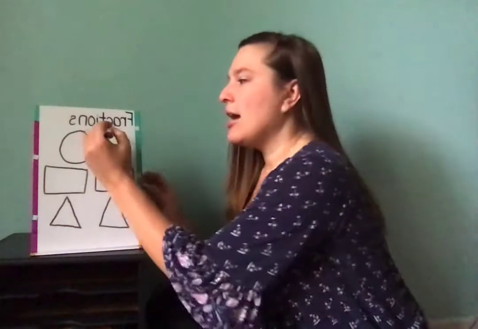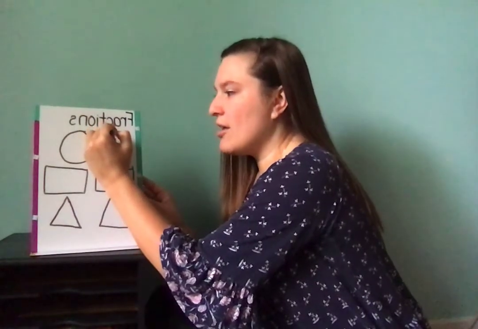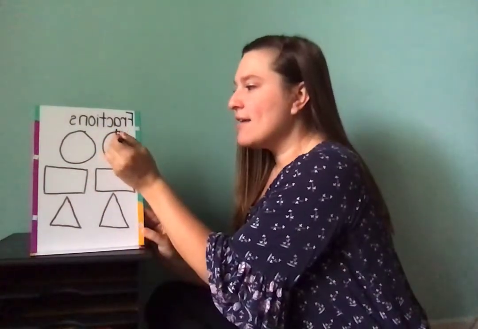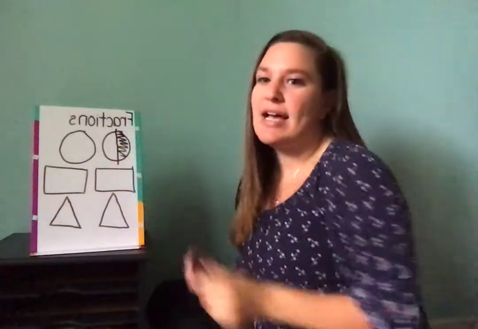The first way that I'm going to show you is top to bottom. I'm going to go straight down the middle. I want to make sure that this side has the same amount as this side. Because if I was sharing this cookie with my brother, I want to make sure that we have the same amount and he doesn't get more than me.